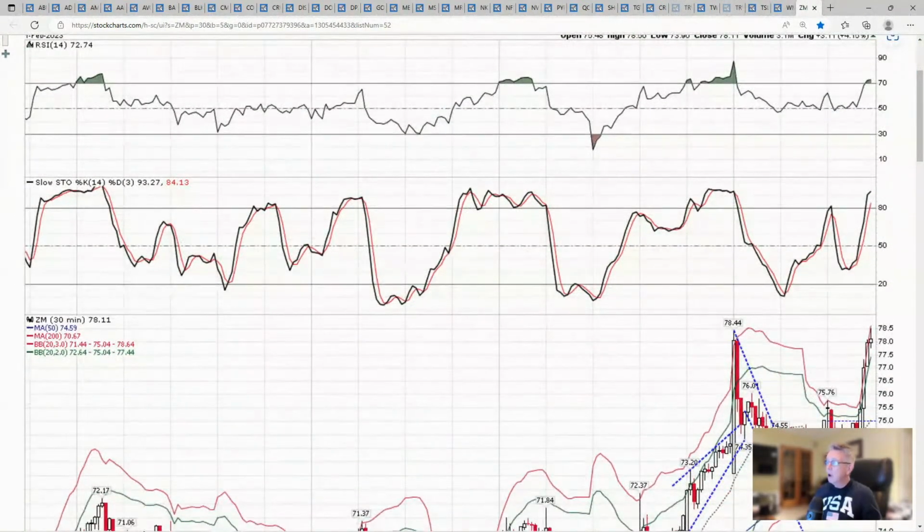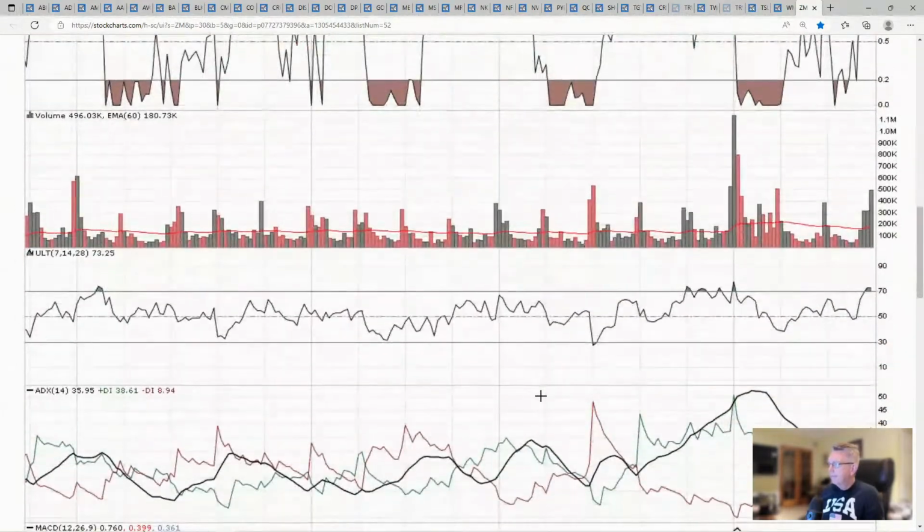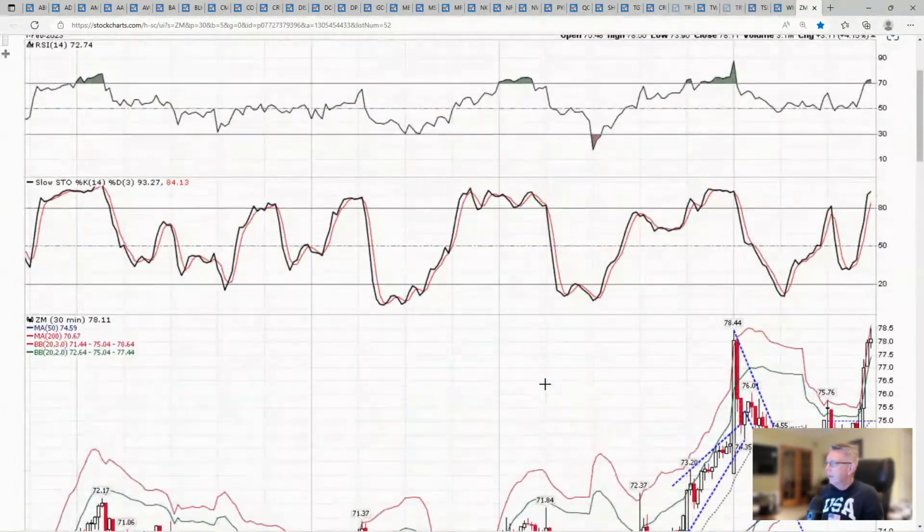Zoom. I was long of the call options here. I sold them too quick. I left a lot of money on the table here. Damn it. All right, what are you going to do? You live to play another day.